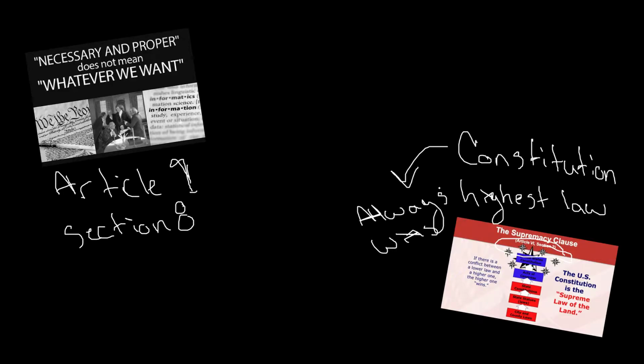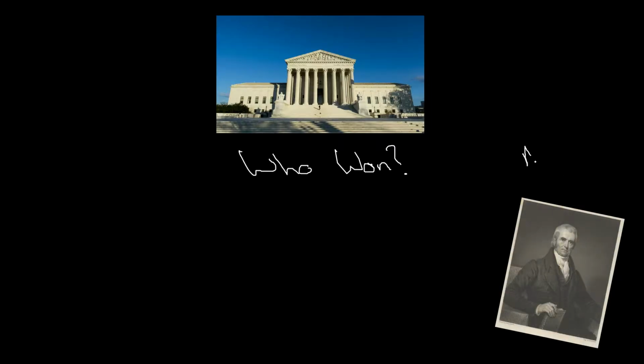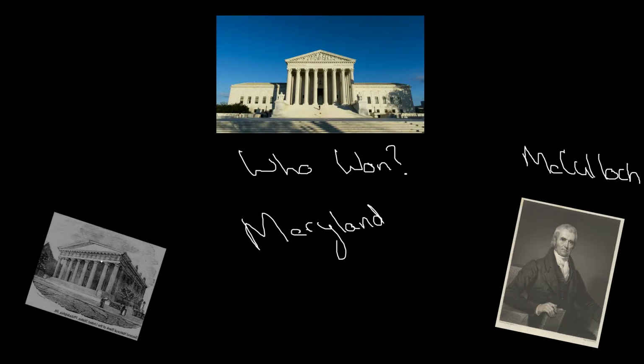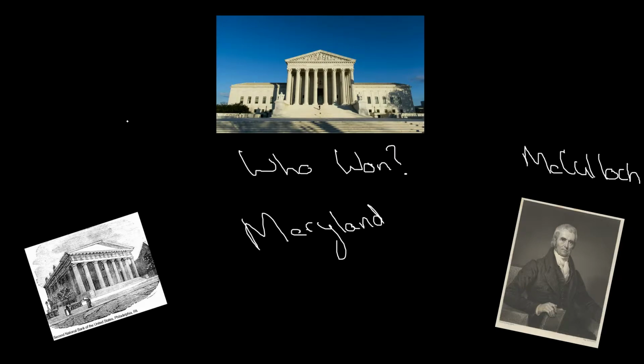Okay, now, who won in this case, right? Who won? Well, the Supreme Court, in a unanimous decision, decided that McCulloch won the case. Okay, this means that the states, in this case Maryland, can no longer put taxes on the national bank, which is why we have national banks today, right?